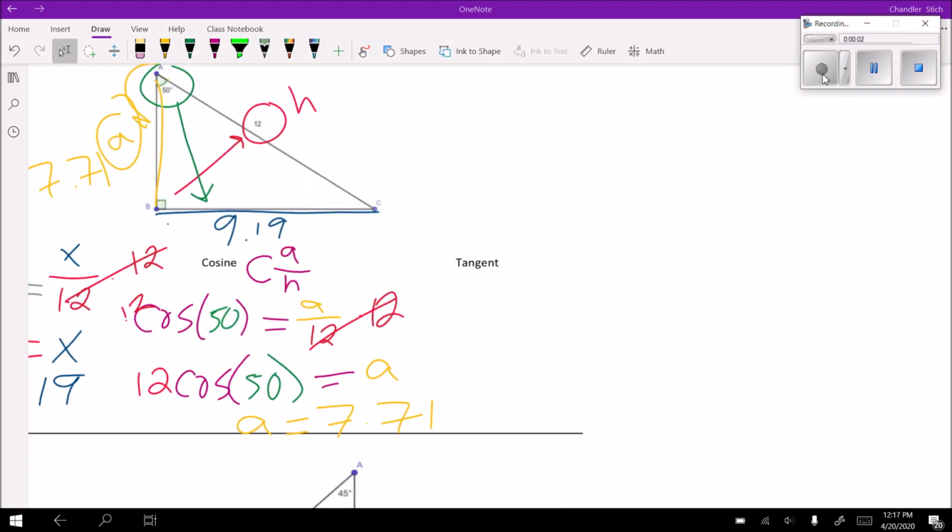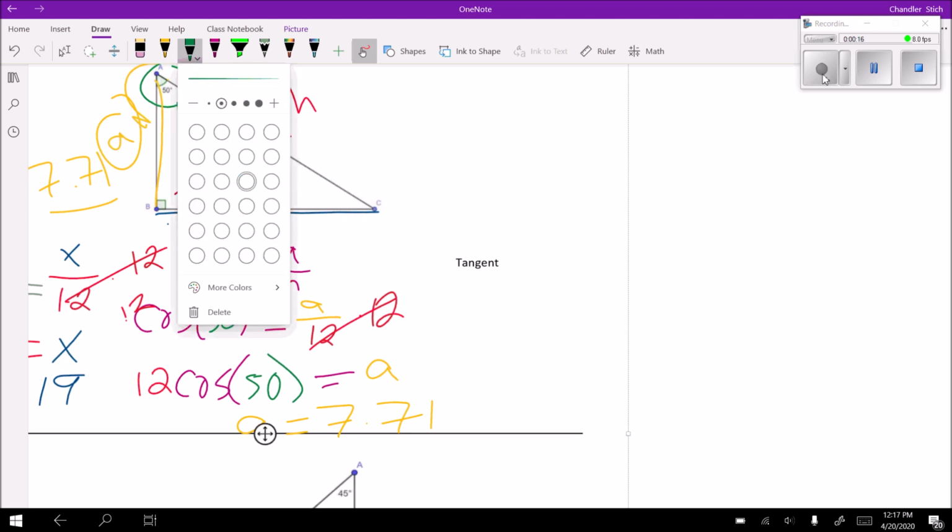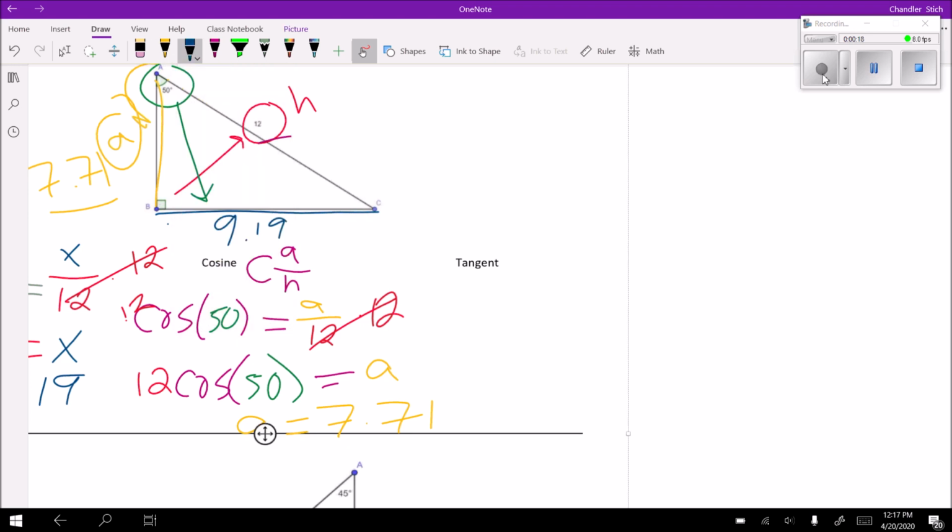All right, tangent. Now, we don't technically have to do tangent because we already found the three sides. We have this side being 12, we have this side being 7.71, and then the bottom side being 9.19. So we have all three sides. We don't really have to do tangent, but it's a good check to make sure that you did it right. So let's just do it.